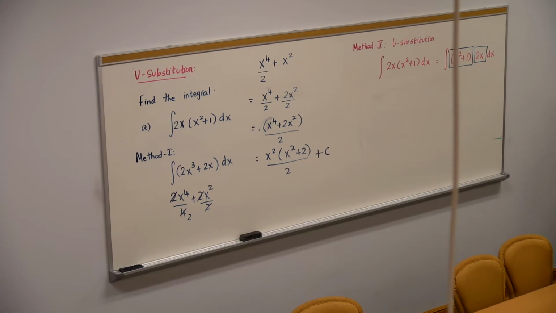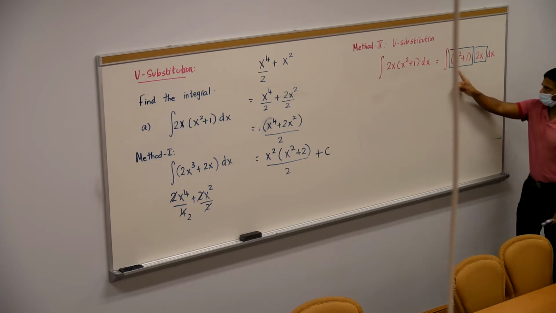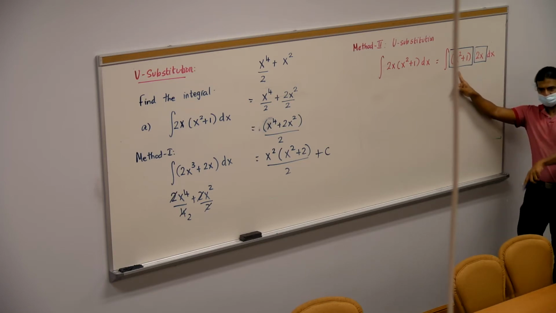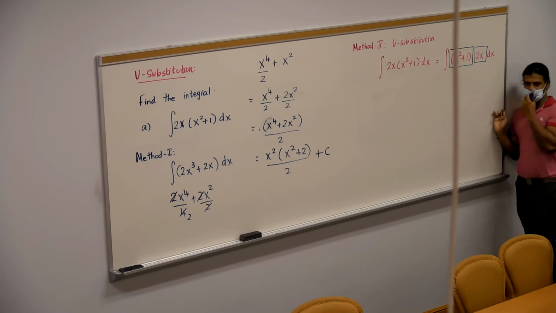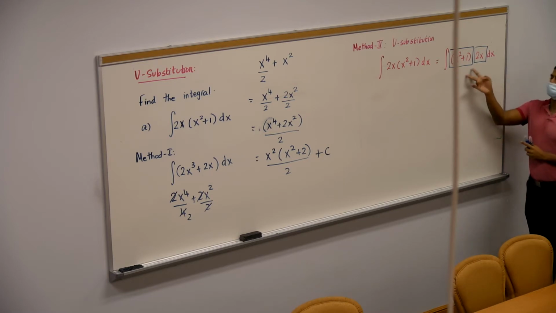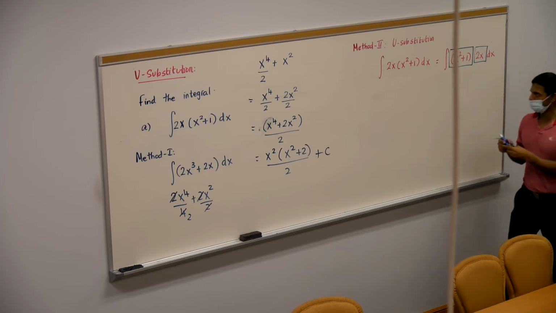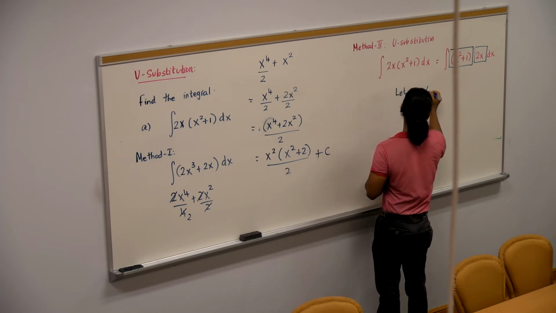Now ask the question, what should u be? If u is x squared plus 1, would you get 2x? If I set u to be x squared plus 1, if I take the derivative, would I get 2x? Yes. But if I set u as 2x, would I get x squared plus 1 when I take the derivative? No, because that would be 2. So of the two terms, u has to be x squared plus 1. So let u equal x squared plus 1.